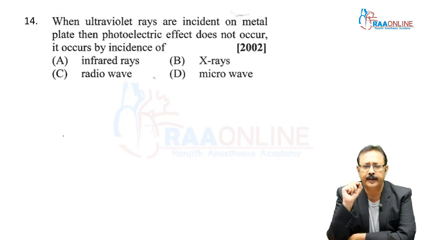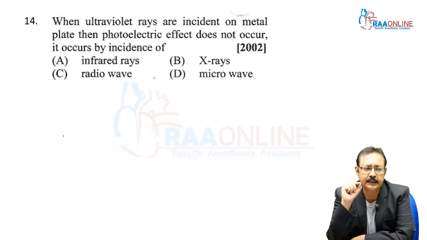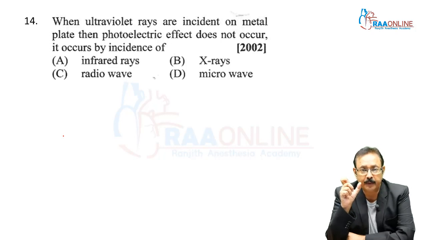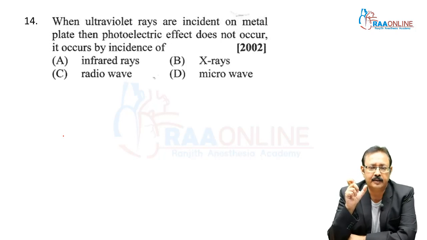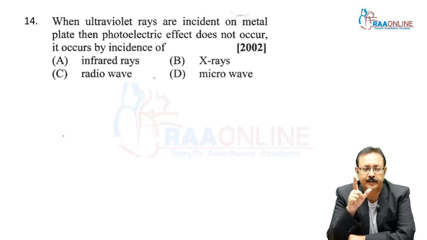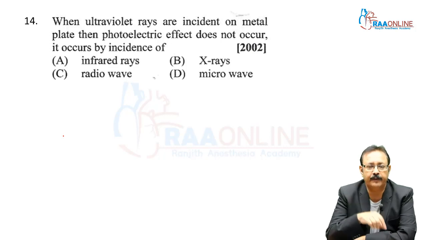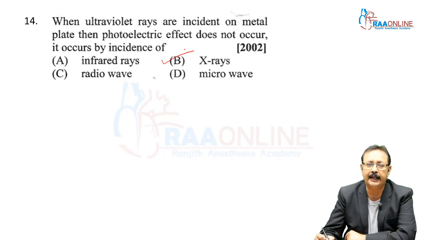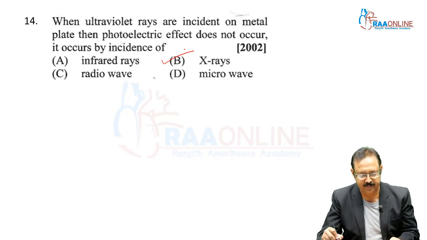Next, 14th, it is from 2002 AIPMT. When ultraviolet rays are incident on a metal plate, the photoelectric effect does not occur. It occurs by incidence of what? Actually, for the photoelectric effect, we need a minimum frequency which is known as the threshold frequency, and you know the frequency of all four waves. We discussed in electromagnetic waves, I gave you one chart. So only X-rays are of that frequency, and they can eject the photoelectrons.